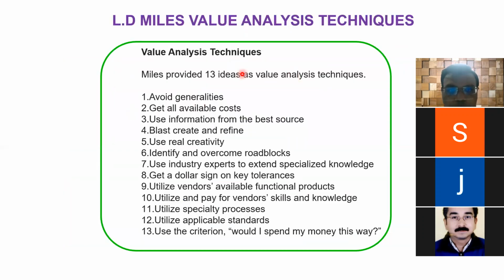So these are the 13 principles which have been introduced by LD Miles. First one is we should avoid generalities. Second is to get all the available cost. Use information from the best source. You have to blast, create, and refine. Yesterday we have seen this, right? Blast, create, and refine, and you have to use real creativity.